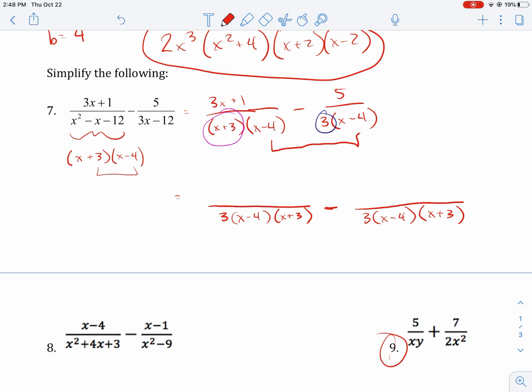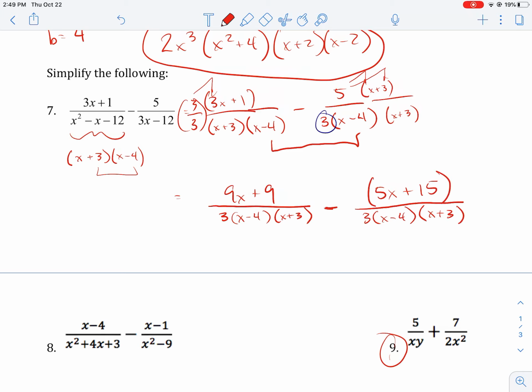So in this first expression, we're missing a 3, so I'm going to multiply the top and the bottom by a 3, or 3 over 3. So in this one right here, I get a 9x plus 9. And on this side, I'm missing an x plus 3, so I'm going to multiply the top and the bottom by x plus 3. Distribute that 5. So I get 5x plus 15.